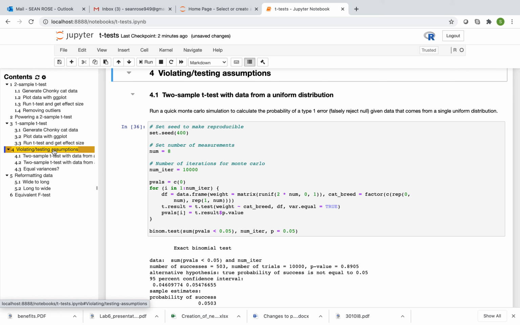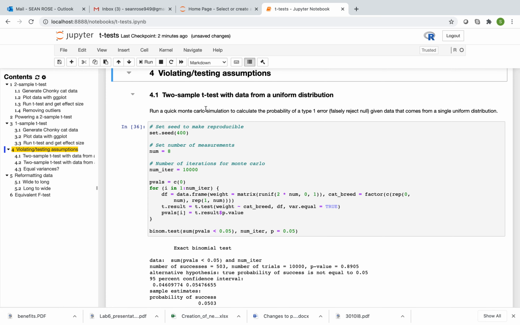Today we're going to talk about section 4. We're going to skip 5 because that's just reformatting data. That's of interest for you if you're wanting to basically pivot tables in R. We are going to talk very briefly about designing an equivalent F-test to a t-test, because that's going to be a really nice lead into ANOVAs, which is the next module in the continuous outcomes route. But let's dive right in to the violating and testing assumptions section.